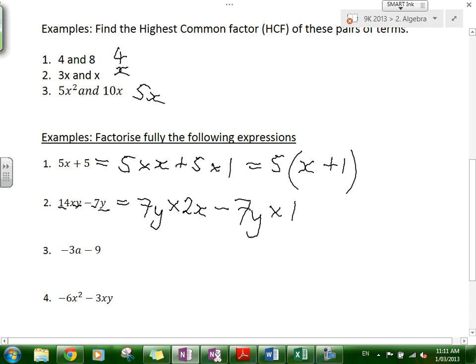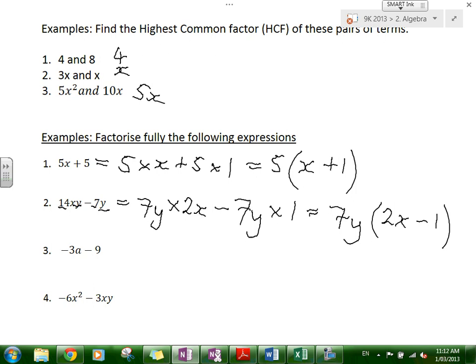Now the next step is we bring the 7y out the front and write in the brackets what's left. So we do 7y. In this term, if you take the 7y out, what's left? 2x. So you write 2x. And then you write minus. If you take the 7y out, what's left? 1. Minus 1. And so that's our factorized. You fully factorize it. 7y bracket 2x minus 1 is the expression. Because 7y times 2x, 7 times 2 is 14, and then you have xy. So 14xy, we get back to that.